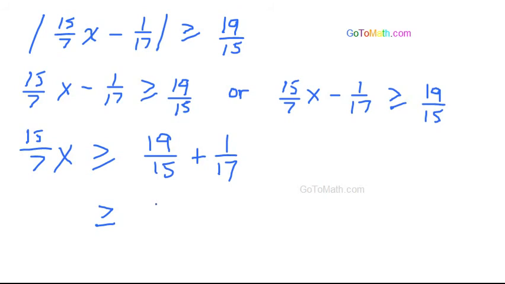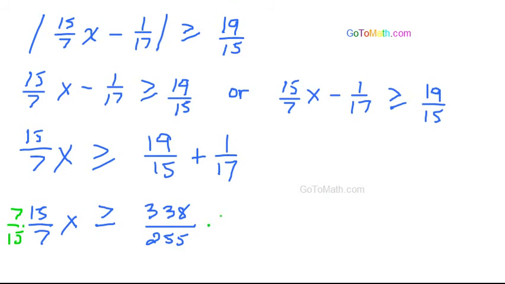I'm getting 338 over 255. Isn't that a nice, lovely number? And now we've got, let me just go ahead and write this over here, 15/7 x. And so now what we're going to want to do is multiply it. Now I will tell you this. We're going to multiply this side by 17 over 15, and that means 7 over 15, not 17.